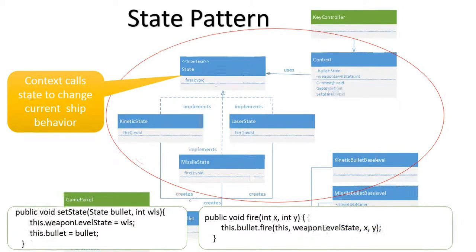Here are the methods that context uses to actually set the state, and the player uses to fire the bullet. The set state method is how the ship is storing the values of its current state. And then when the fire method is executed, it will create a bullet object.